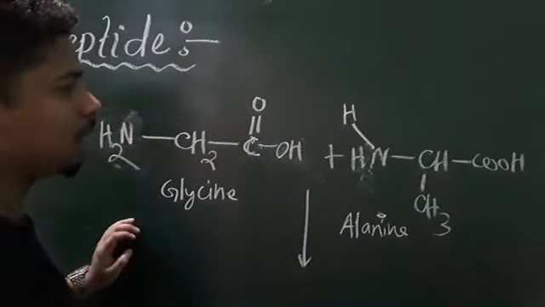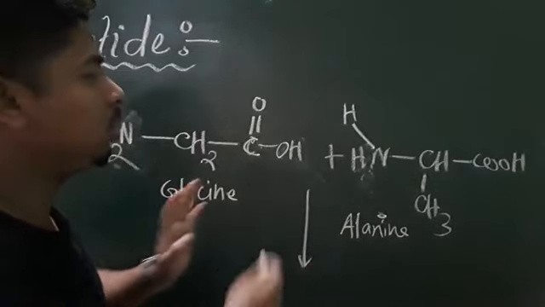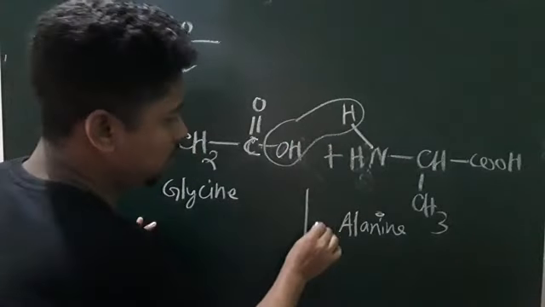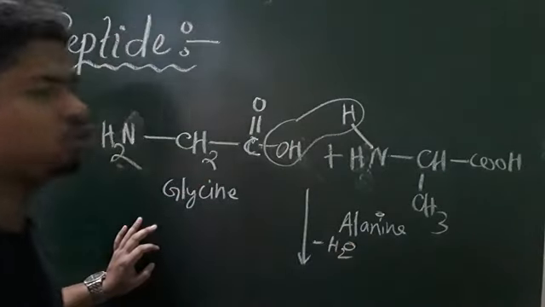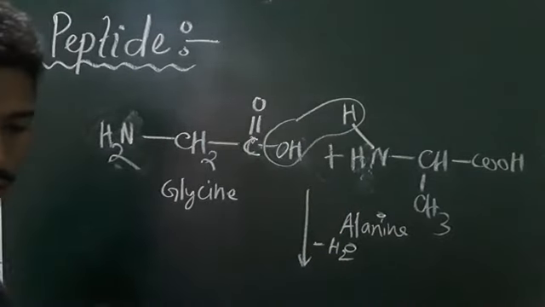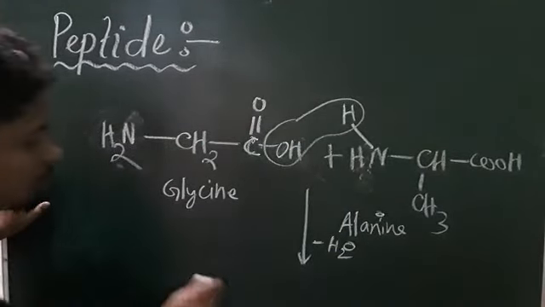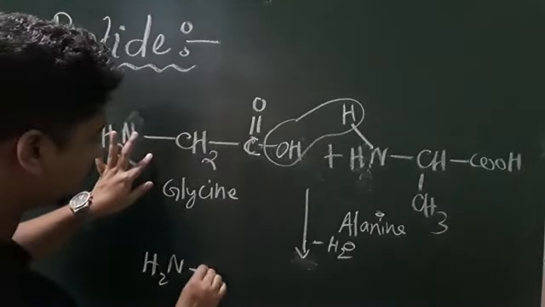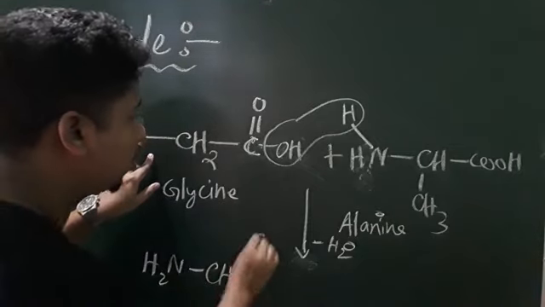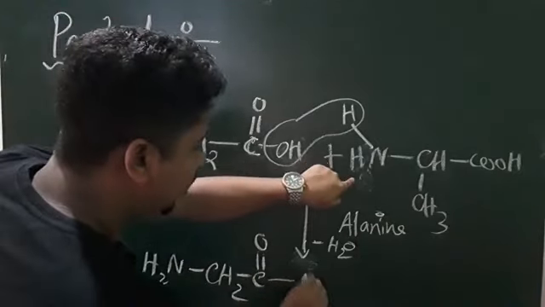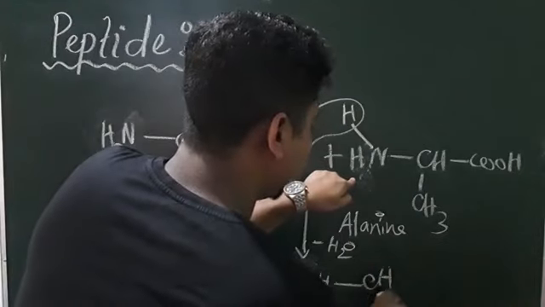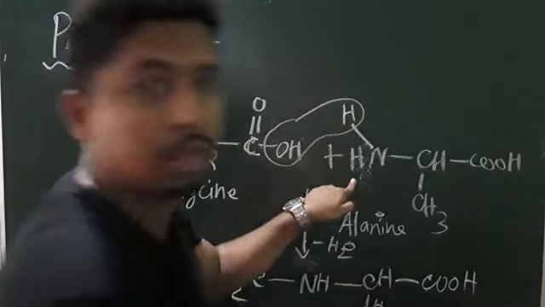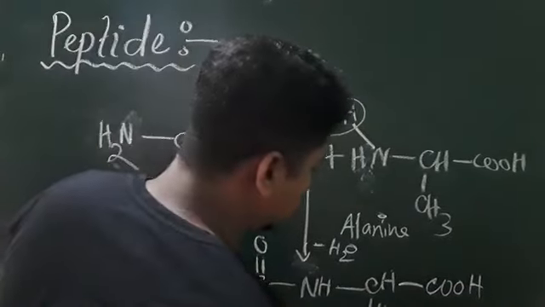As a result these two units will combine. Here we have OH and here we have H, so there is a release of water, and these two molecules combine. What we get is NH2-CH2-C double bond O, then NH, then CH-CH3, then COOH. Here we have this CH3.